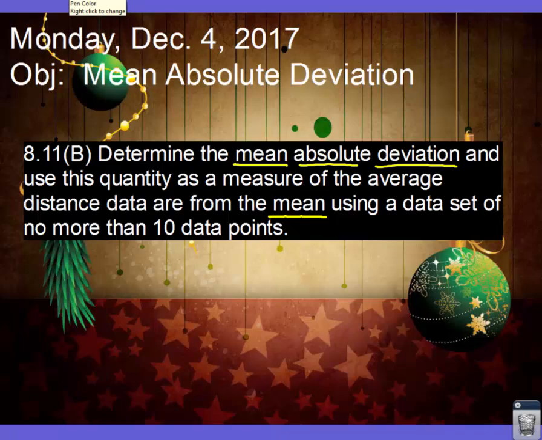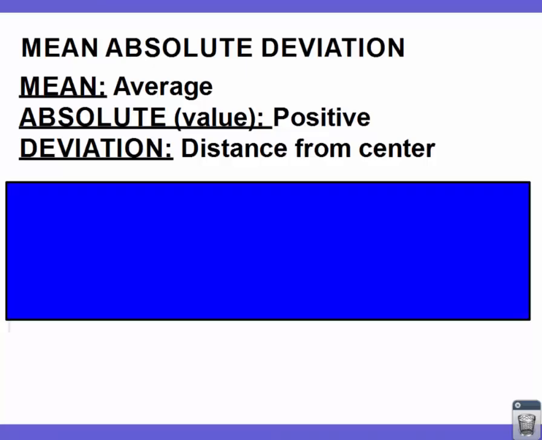Okay, so let's talk about mean absolute deviation and what it really means. Let's break it apart. Mean is average. Absolute is referring to a positive value, because anytime we deal with absolute value, I'm asking how far is that number away from zero. Distance is always going to be positive. And deviation means distance from the center. So when we're talking about mean absolute deviation, I'm talking about the distance a number is from the mean, and it has to be the positive distance of that.